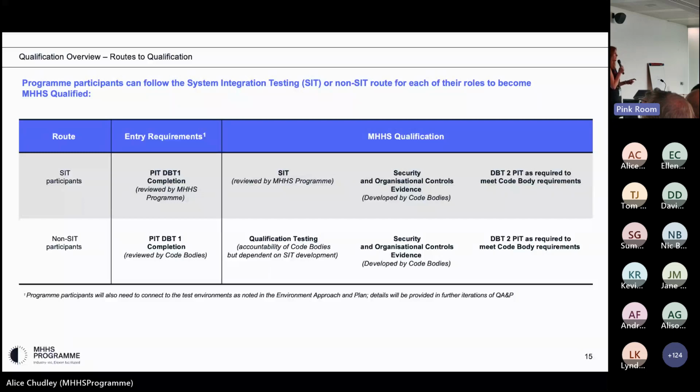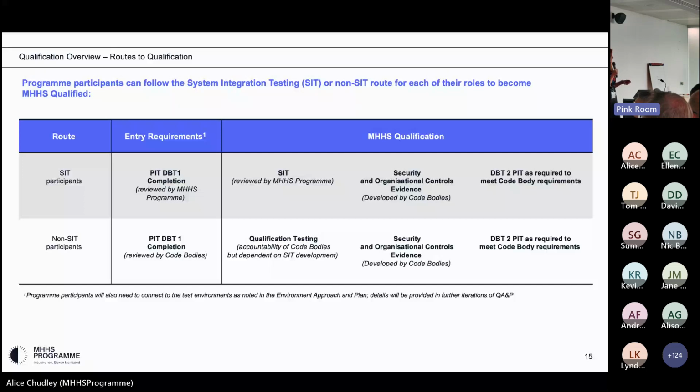Participants that have gone through that SIT testing will have undertaken numerous different testing activities throughout that spectrum. However, it will be on an end-to-end basis. For qualification, what we'll be doing is taking those testing materials and adapting them so that they can work on an individual role basis and ensure that we can then qualify individual participants throughout the qualification tranches when they come. Hopefully that makes sense. We've got two separate routes.